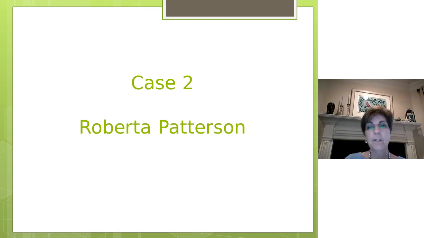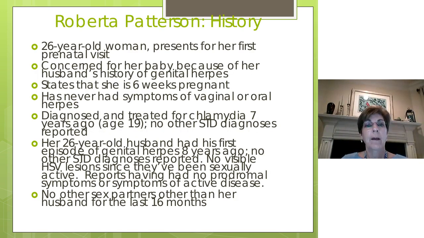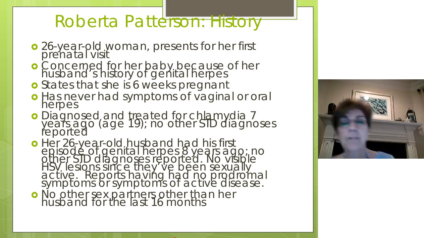Okay, so case 2 is Roberta Patterson. Roberta is a 26-year-old woman that presents for her first prenatal visit. She's concerned for her baby because her husband has a history of genital herpes. She states she is 6 weeks pregnant, has never had any symptoms of oral or vaginal herpes. She was diagnosed and treated for chlamydia 7 years ago at age 19. No other STD diagnosis was reported.